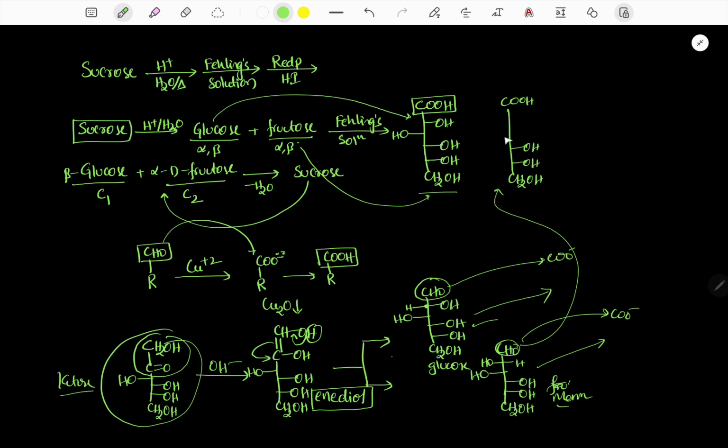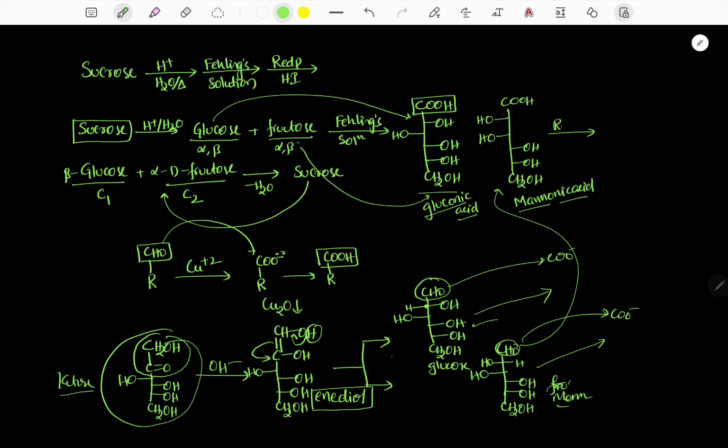It is a mannose related product. So glucose related is gluconic acid. Mannose related is mannonic acid.